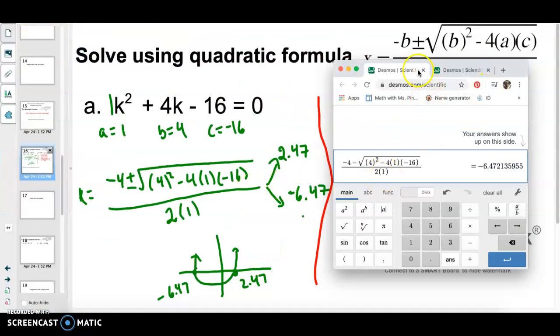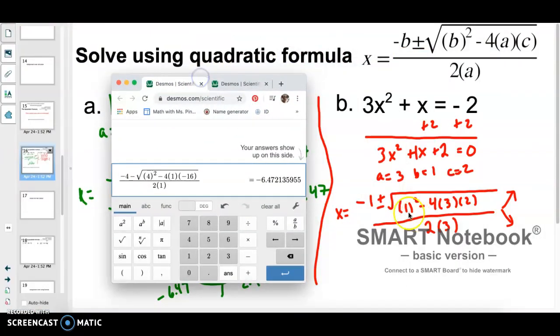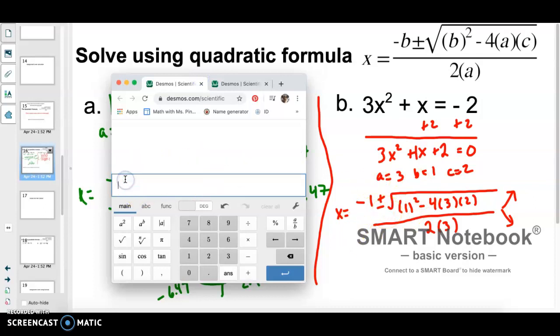This time we are going to type in this. You could keep your same equation here, or you can delete it. I'm just going to delete it. You click your fraction button. We've got negative 1. I'm going to do the plus sign first. So plus the square root of parentheses 1 squared minus 4 parentheses 3 parentheses 2, all over 2 times a, which is 3. Oh, right away it's telling us undefined.